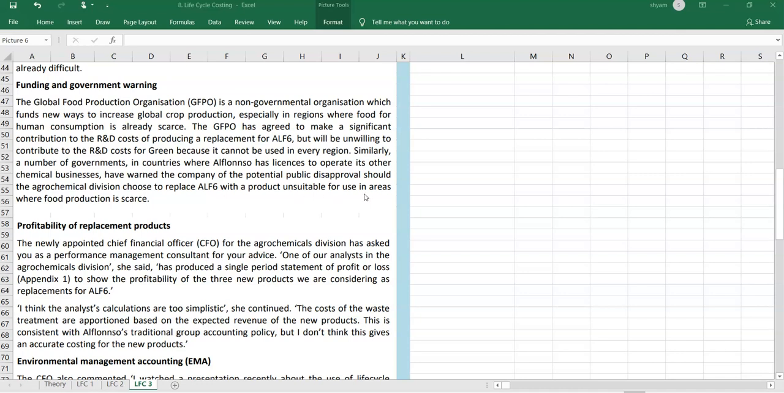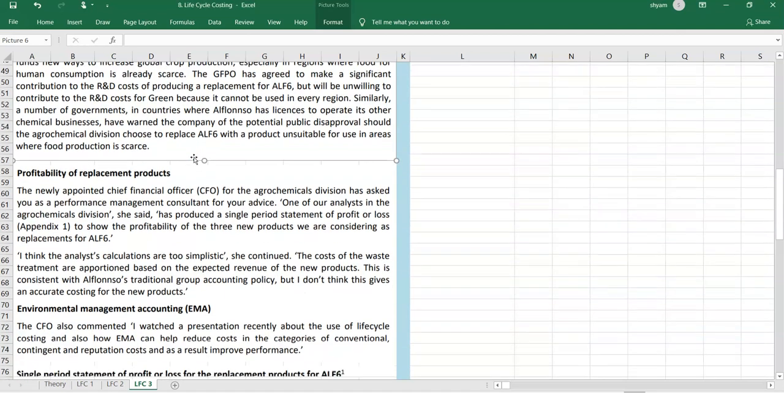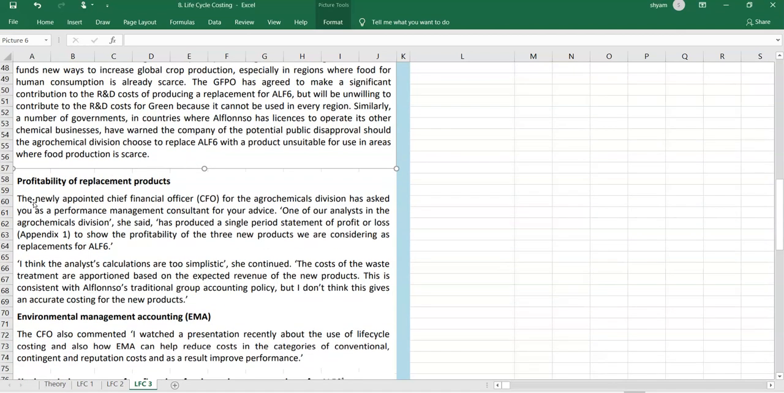Okay, so even though the green product is environmentally friendly, this product will not be welcomed by the people, and it is also going to be difficult to get funding to develop the green product. Okay, so the funding has to be self funded. Let's see the other paragraphs.